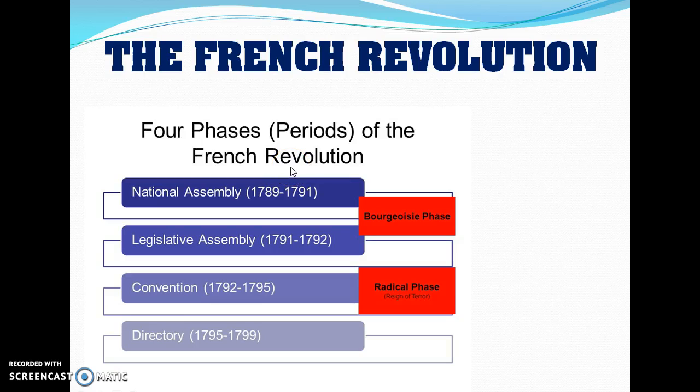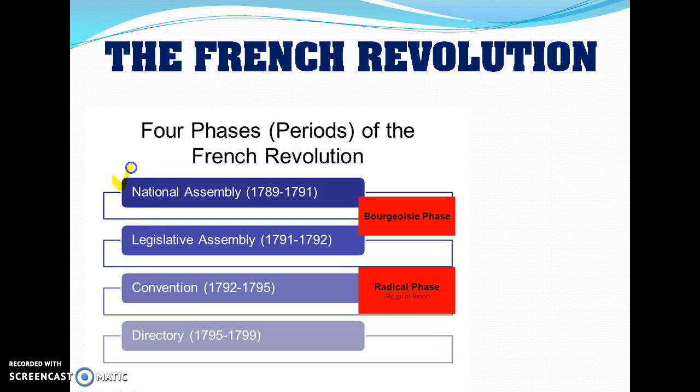The French Revolution. It's a revolution which has had a noteworthy impact on human society. It gave the world new ideas and principles which continue even today. Let's take a look at the four phases of the French Revolution. The political bodies functional in France and their tenure classify the four periods of the French Revolution.